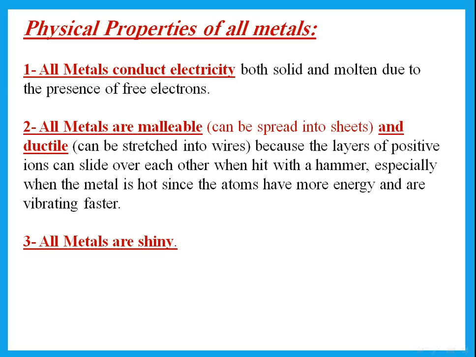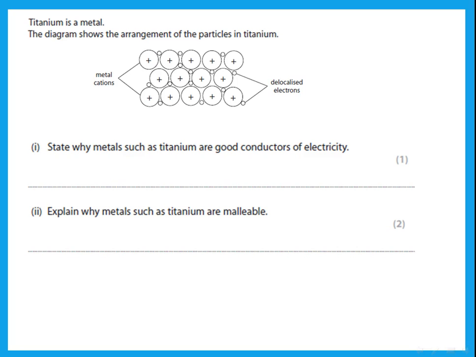Now you should also know that all metals are malleable and ductile. Malleable means they can be spread into sheets, like the aluminum foil that we use at home. Ductile means they can be stretched into wires. Now, why are metals malleable and ductile? Because the layers of positive ions that we said we have can slide over each other when hit with a hammer, especially when the metal is hot. So the atoms have more energy and are vibrating faster. And we said that all metals are shiny.